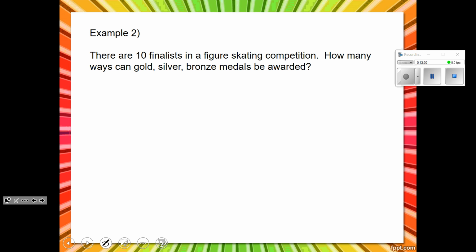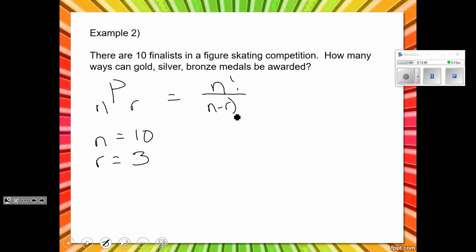So, in this case, what would N be? N would be 10, and your R would be, I'm choosing how many? 3 to give the top 3 awards to, okay? So if we did our formula, n factorial over n minus r factorial, this would be 10 factorial over 10 minus 3 factorial. Now I want you to understand before you put this in your calculator what this means.